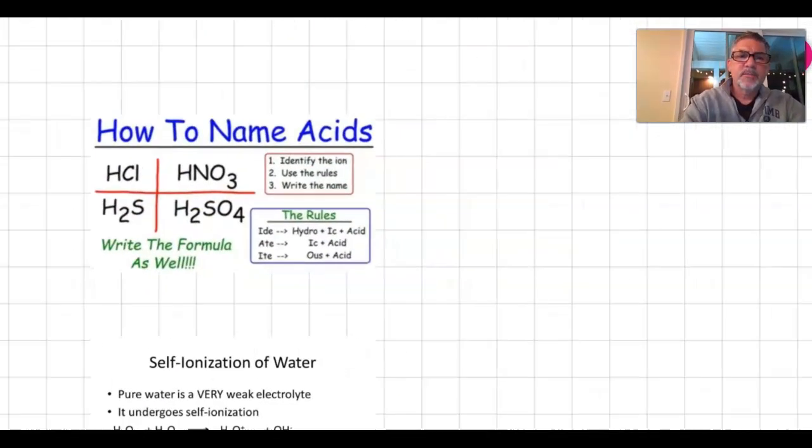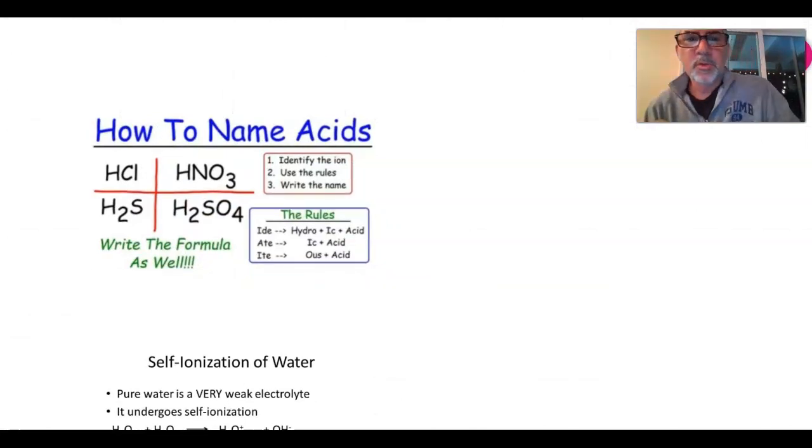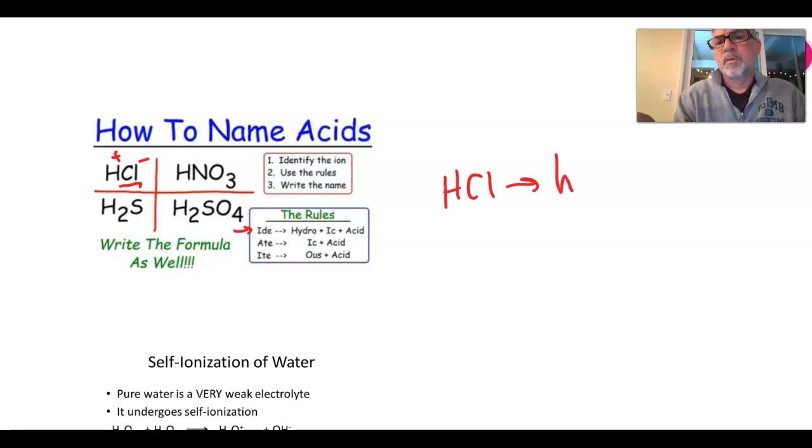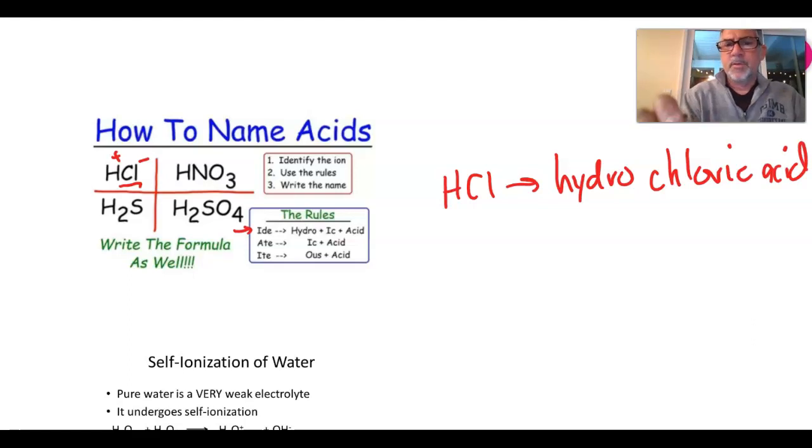All right, so naming acids and bases, that's the next thing. There's some easy rules. It depends on the suffix of the anion. If we look at HCl, you would say hydrogen chloride. But since it leads with an H, it's an acid. So Cl minus is chloride. Since it's an ide, it gets the prefix hydro, and then ide becomes ic, and it ends in acid. So HCl is hydrochloric acid.